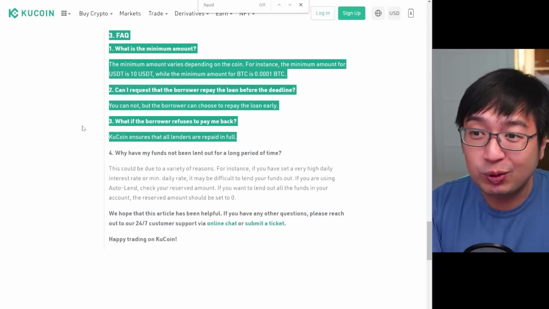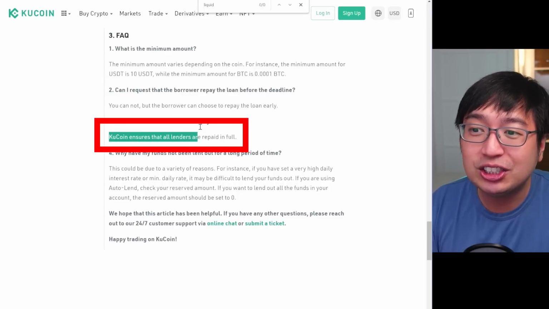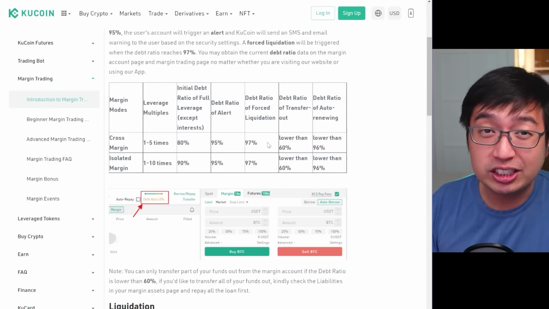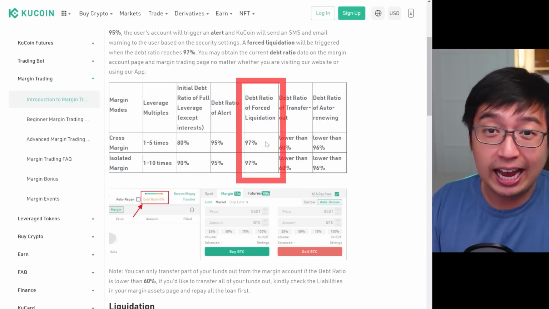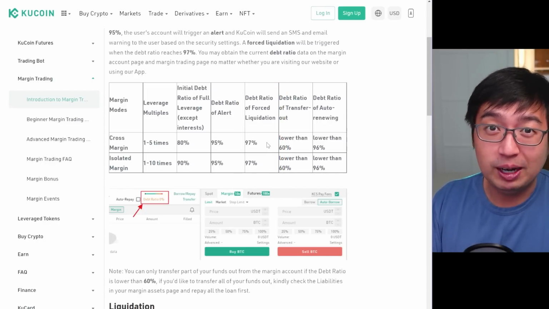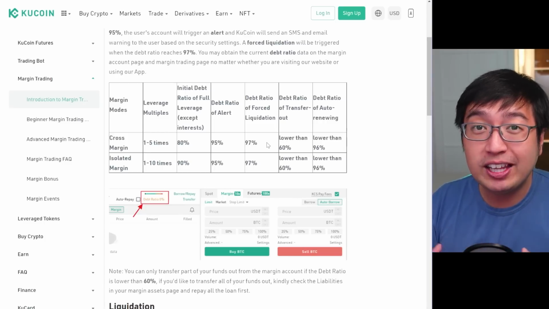And if the borrower refuses to pay you back, they can't do that because KuCoin ensures all lenders are repaid in full. Because anyone that borrows crypto on the KuCoin exchange has to put up collateral. And if their loan to value ratio hits 97%, their collateral gets liquidated. That means the assets that they put up to borrow those funds are sold. So you, the person who loaned out that crypto, can be repaid. KuCoin has this entire marketplace for lending or borrowing crypto, so we don't see the same types of issues with Celsius or Voyager.